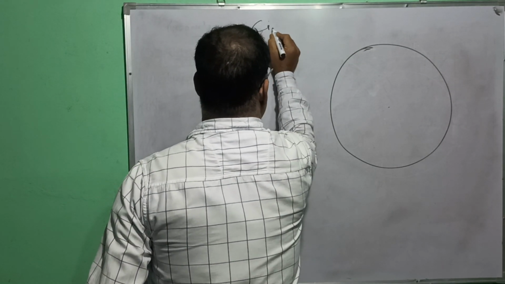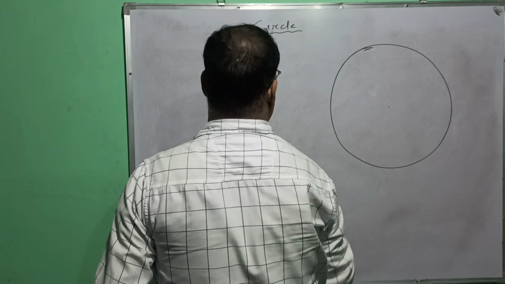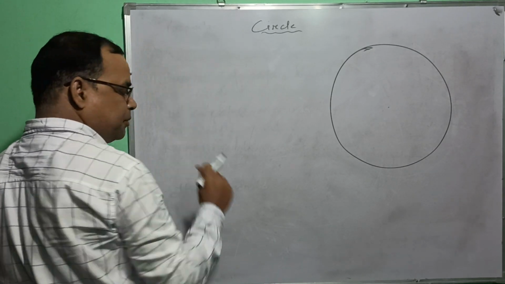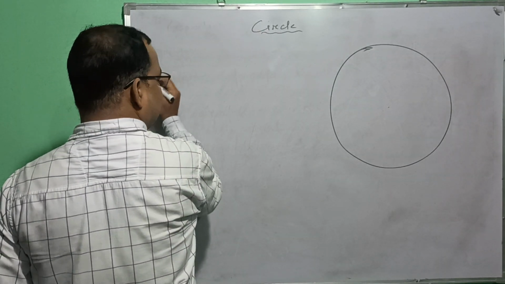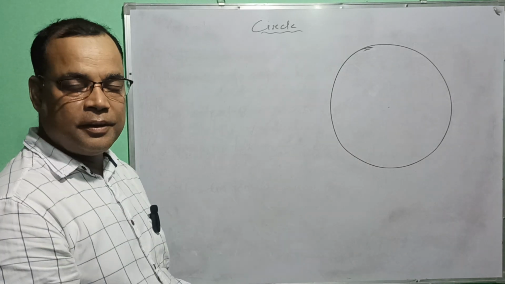Here you can write circle. Circle and its different parts. So before discussing the different parts, let me define the circle. How we can define the circle? So we can define a circle in this way.